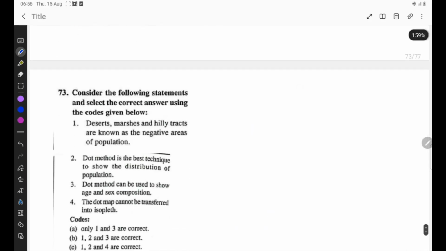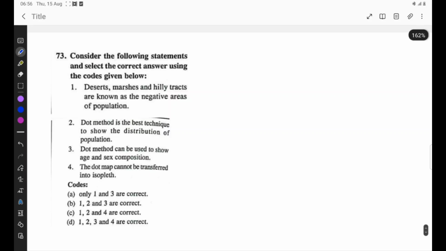The next question is, consider the following statements and select the correct answer using the codes given below. Desert, marshes and hilly tracts are known as negative areas of the population. Yes, the statement is correct. Dot method is the best technique to show distribution of population. This is also correct. Dot method can be used to show age and sex composition. No, we cannot show this. The dot method cannot be transformed into isopleth. Yes, so option C is the right answer.